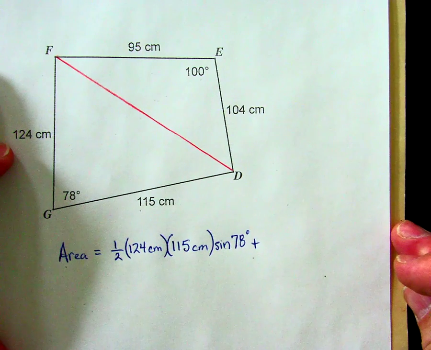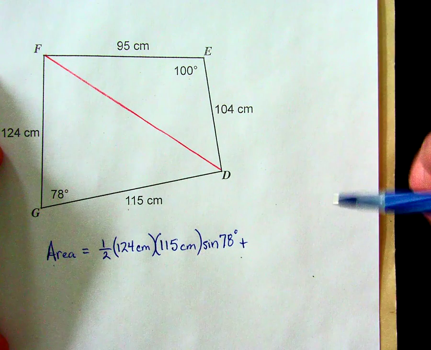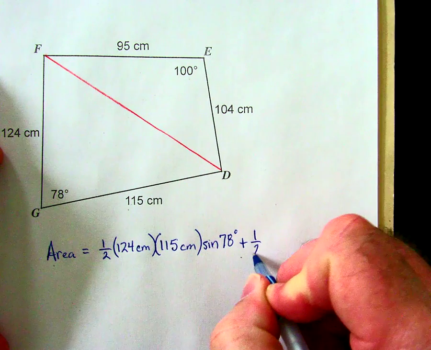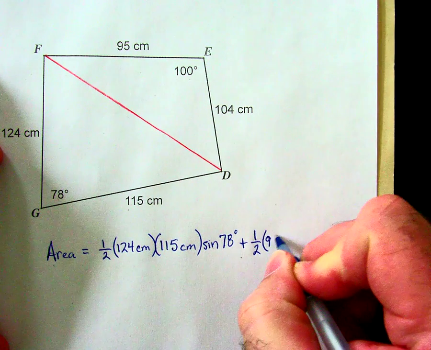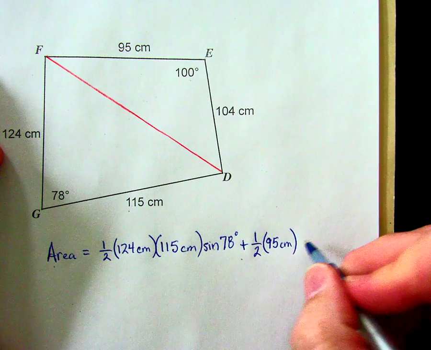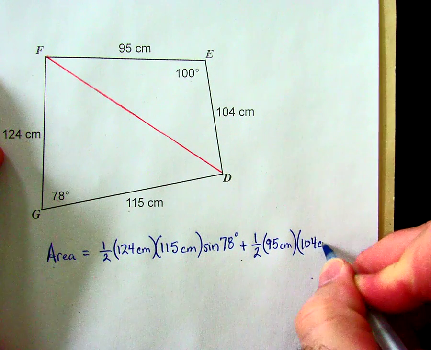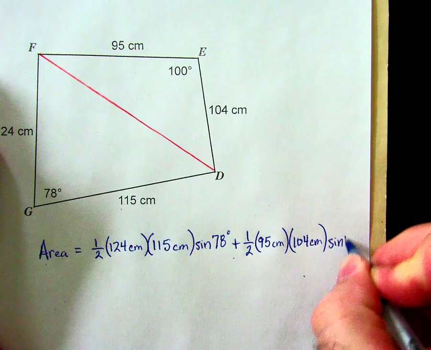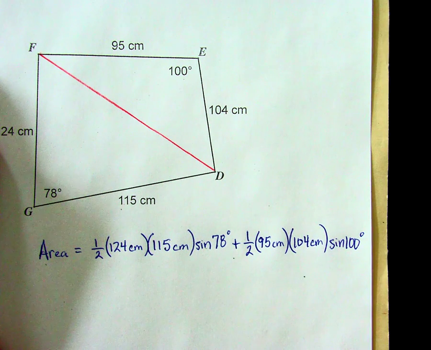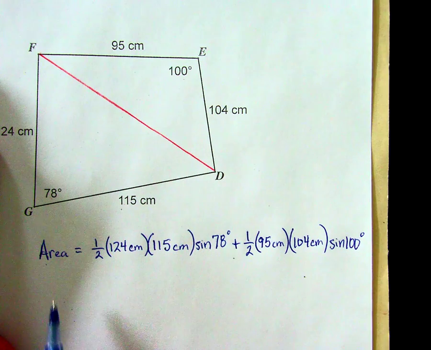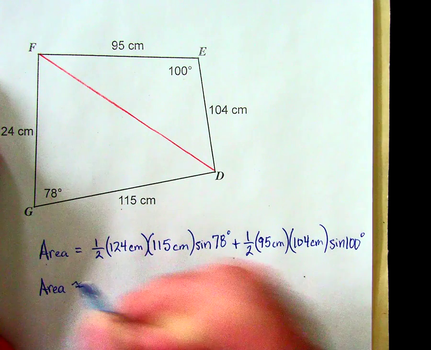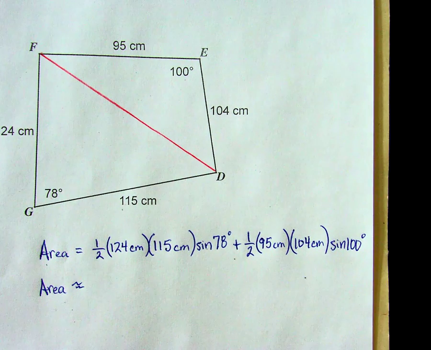plus, because we want to add to this area the area of this triangle, here we're going to have 1/2 times 95 centimeters times 104 centimeters times the sine of 100 degrees. I've solved for my variable. My variable is the area. So I'm ready to use my calculator. I'm going to do that whole thing.